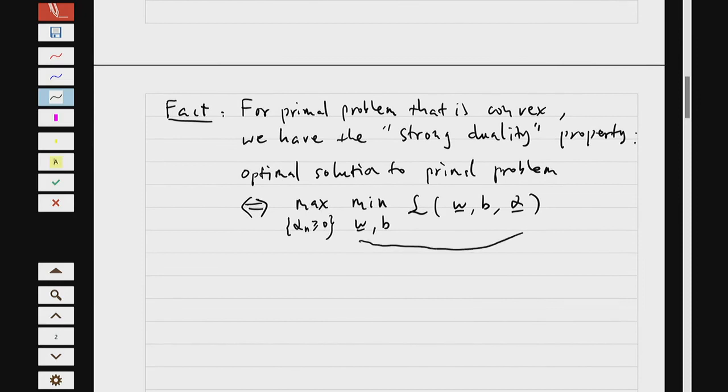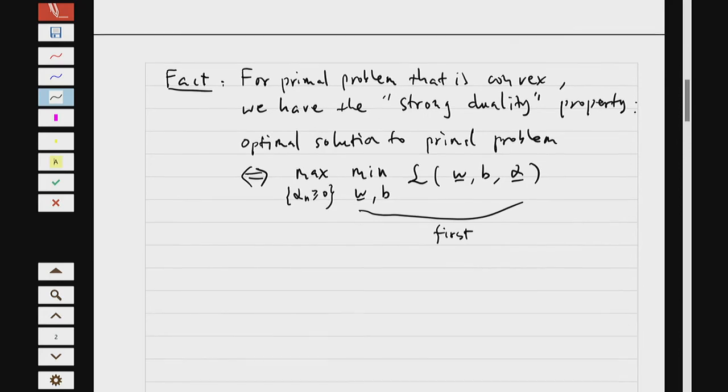So just notice the two steps, right? First, you minimize the Lagrange function, but only over W and B. So you take the alpha as constant in the first step. Therefore, after you optimize this, you get a function that is a function of alpha. And then you maximize that function of alpha over alpha. So that's the second step.